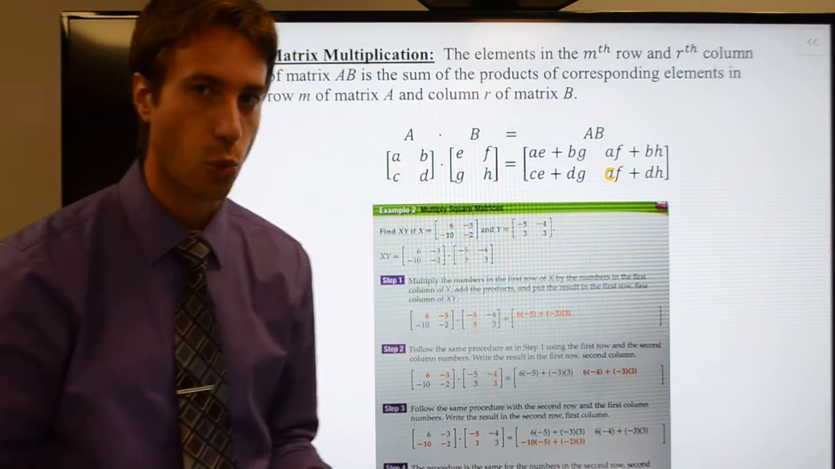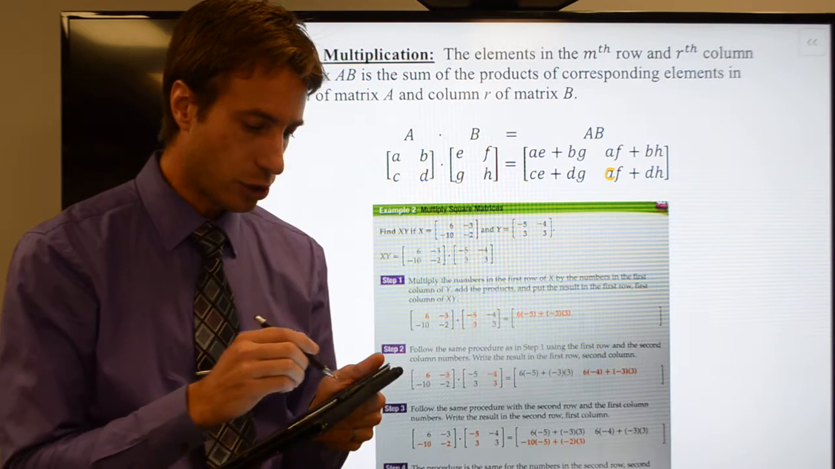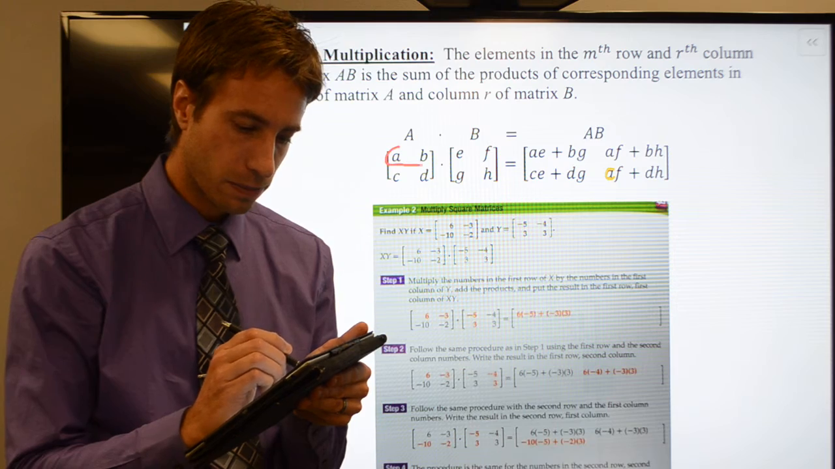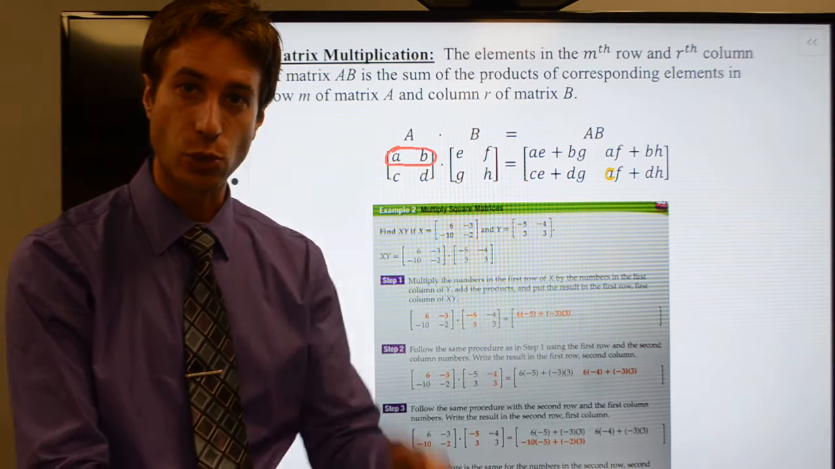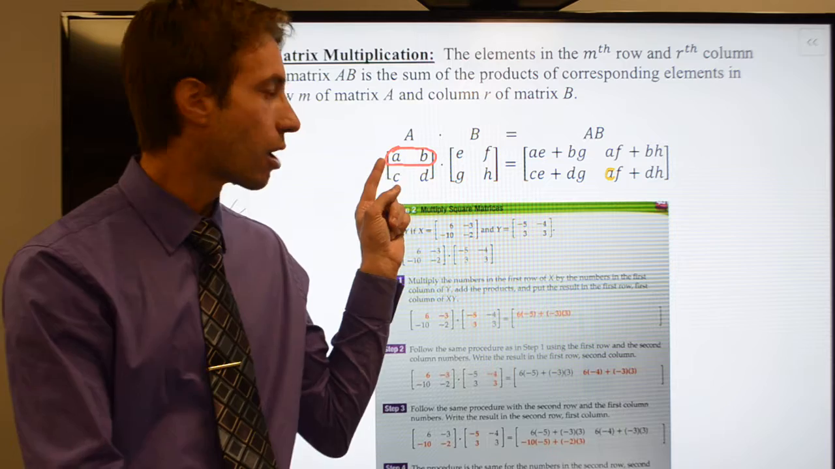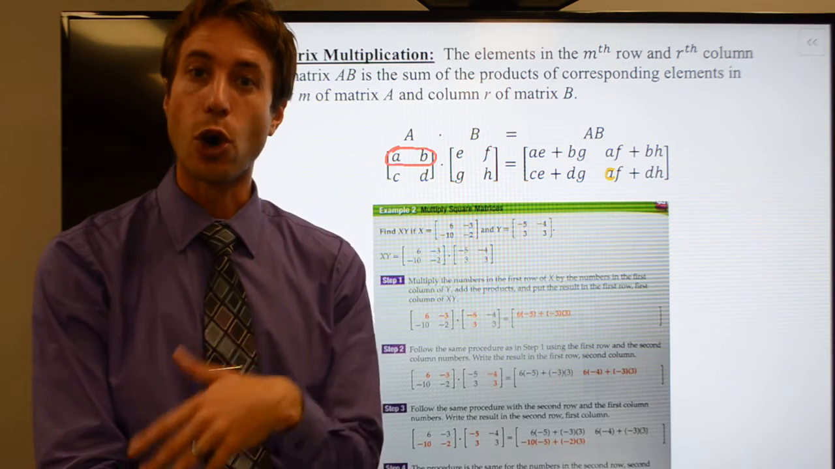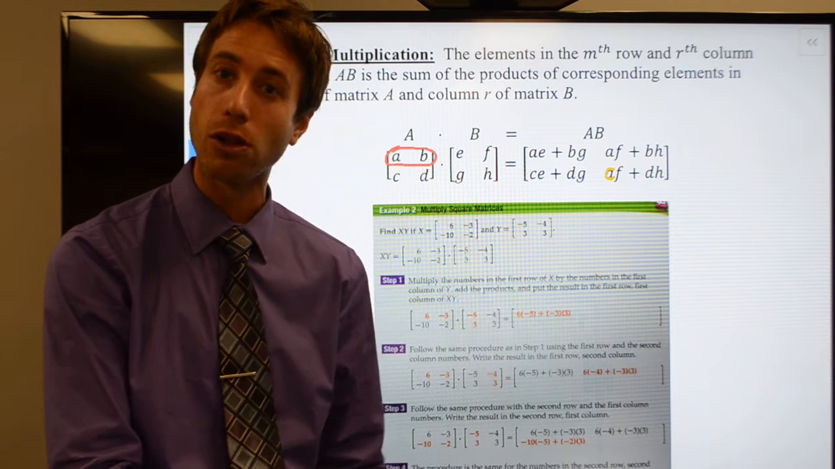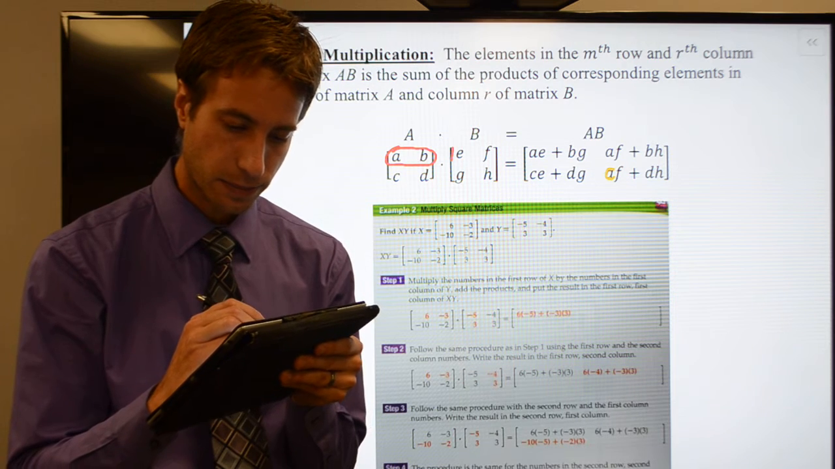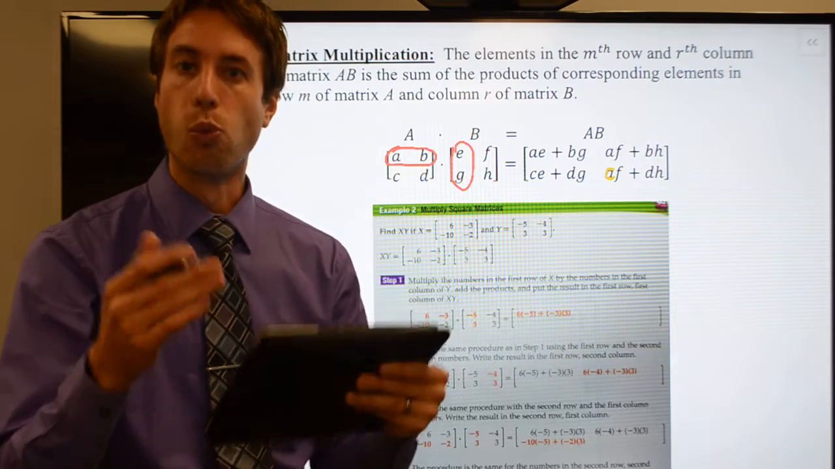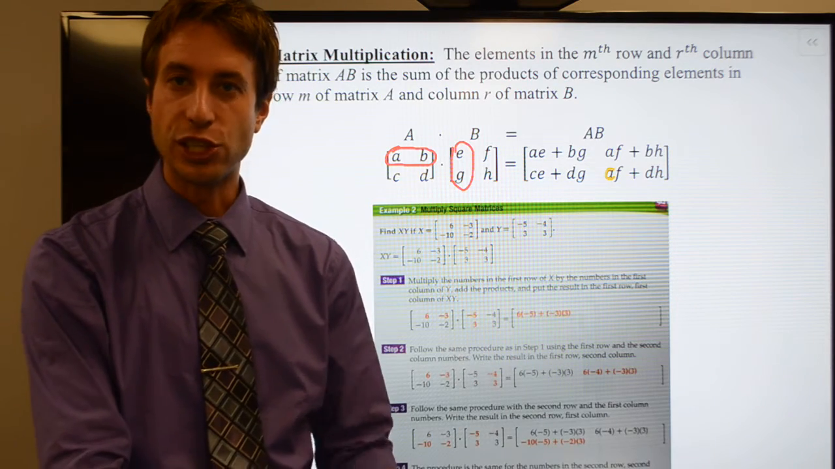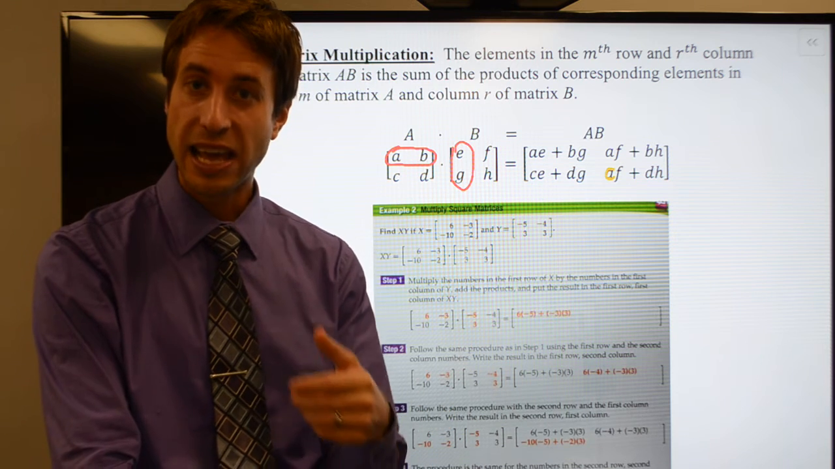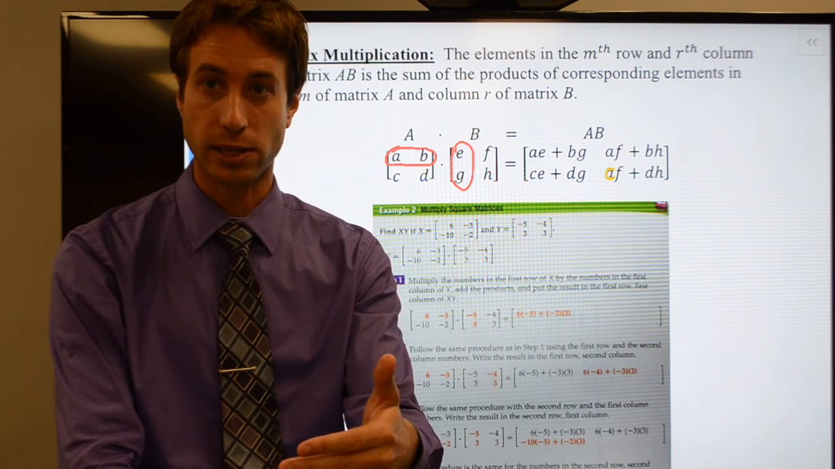Here's the way it's going to work. You are going to start with the first row in matrix A, right? So whatever matrix comes first, you start with the first row. And you're going to work with the first row of the first matrix and the first column of the second matrix.